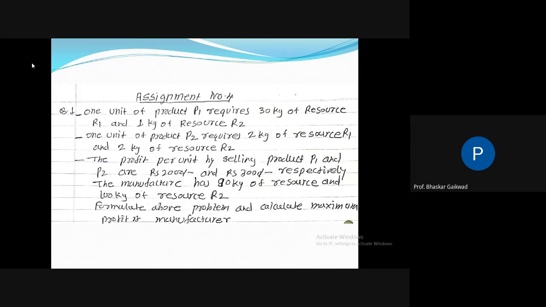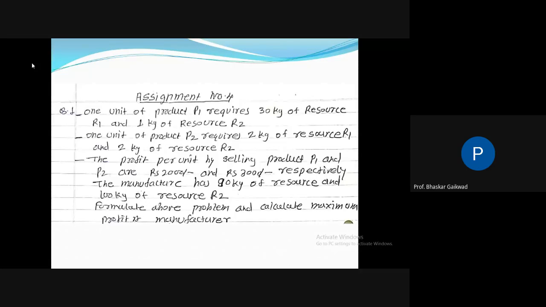One industry is there, and in that industry, 1 unit of product P1 requires 30 kg of resources. Resources means raw material. 30 kg of R1 raw material and 1 kg of R2 raw material for product P1. Product P2 requires 2 kg of resource R1 and 2 kg of resource R2. Means two products are there, P1 and P2.